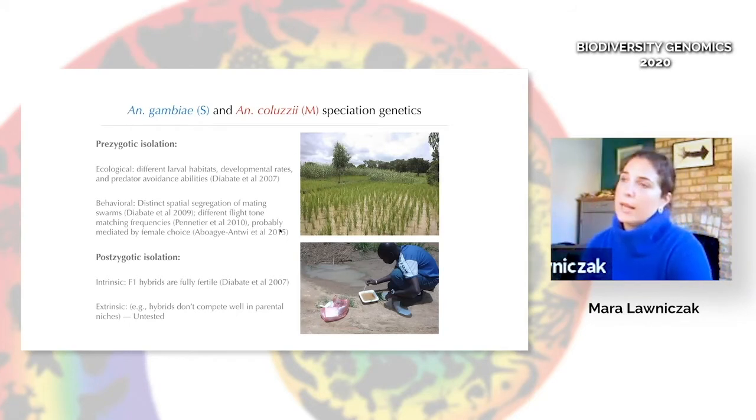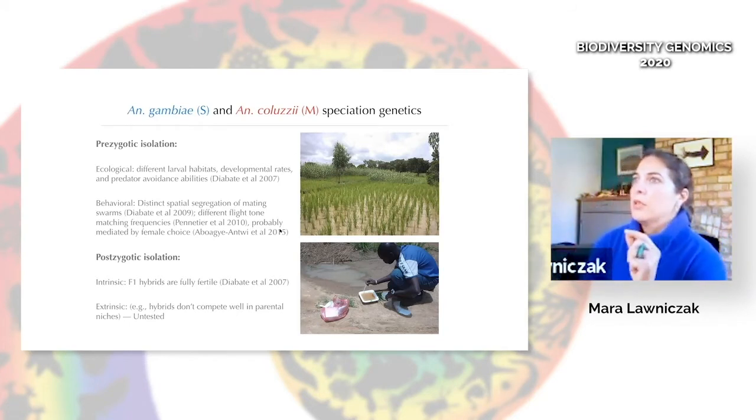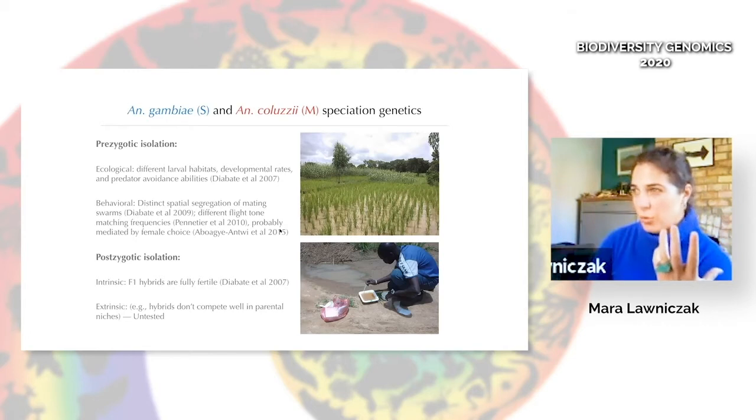As far as postzygotic isolation goes, the hybrids between these two species are completely fertile and viable. There's no evidence of anything going wrong in the zygote itself. And in terms of whether the hybrids do well in the parental niches, that's much less well studied.